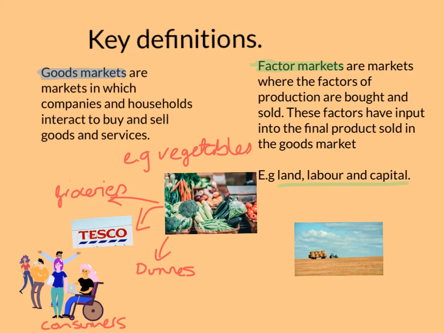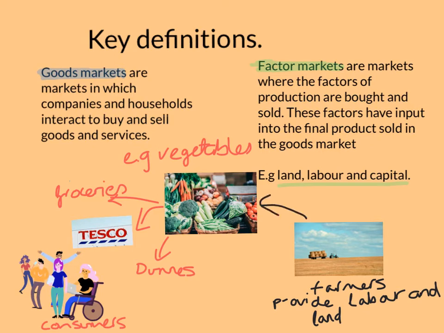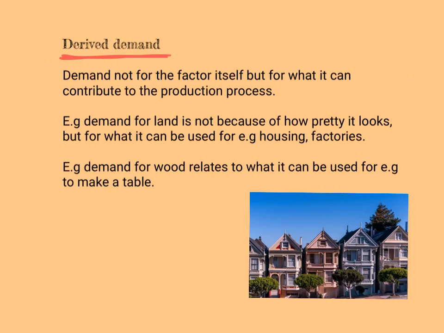So you'll often have heard the term the labour market. You'll often have heard the term the market for land or the demand for land, and we're going to look a little bit at that today. And what we know is that farmers provide their labour and their land, and they do so to produce goods like vegetables for the goods market. But their labour and their land comes at a cost, and normally that cost is factored into the price of vegetables.